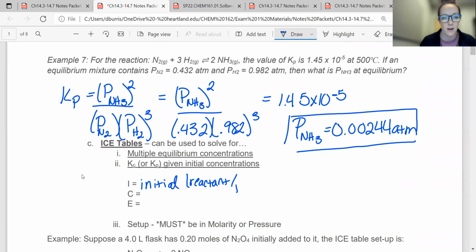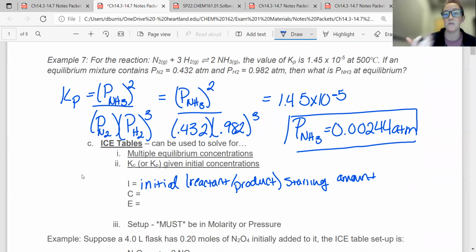Reactant or product, starting amount. Okay, so like how much you started out with. So usually we start with reactants and we want to know how many products there are at the end, but if it's reversible, we should have some reactants left over also. So there should be reactants and products in there at the same time.